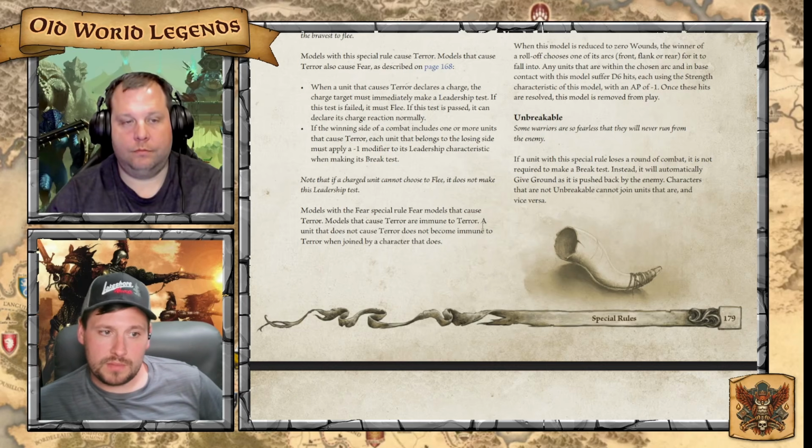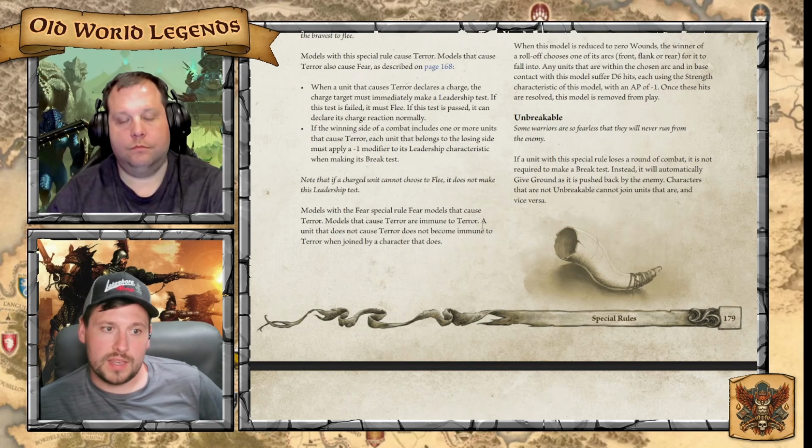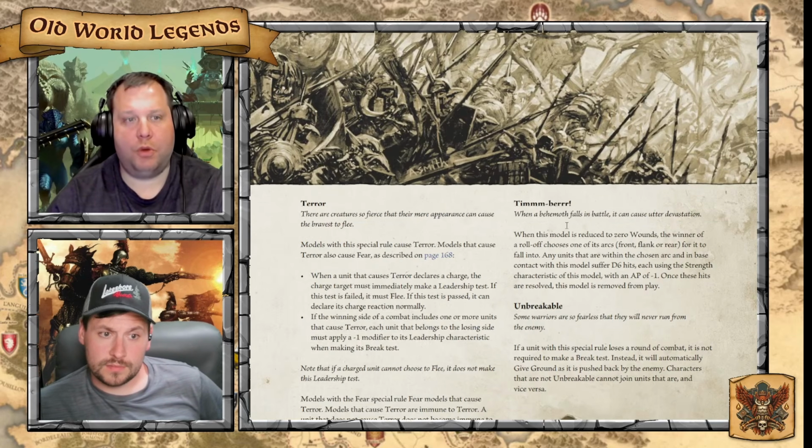So if you buy a basically I-cause-terror-now item on a unit champion or stick a character in a unit, it doesn't make them all immune to it. It just kind of gives you the positive offensive bonuses and not the defensive ones. Yep. So some important nuances there.